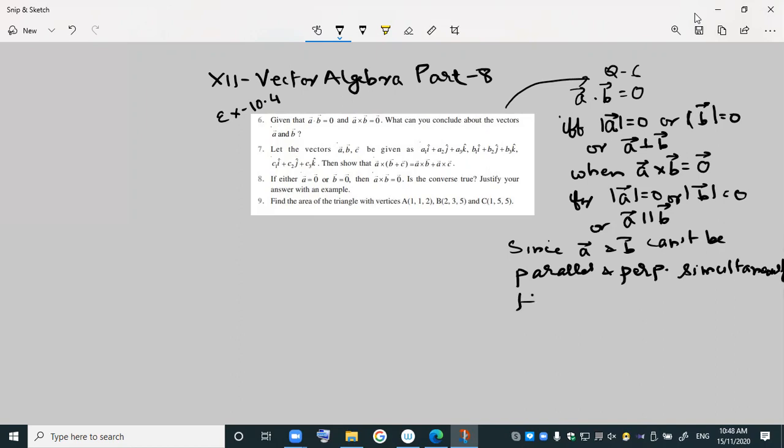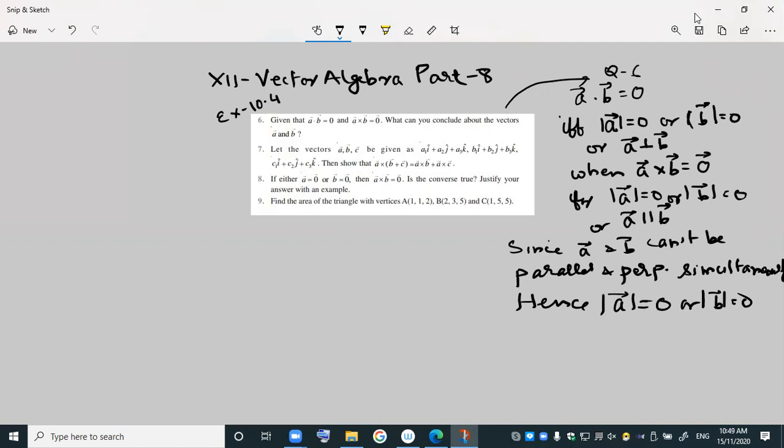So hence we have the condition, either magnitude of A will be equal to 0 or magnitude of B will be equal to 0, then only it is possible. Okay.